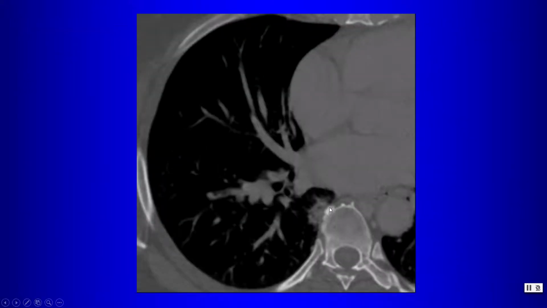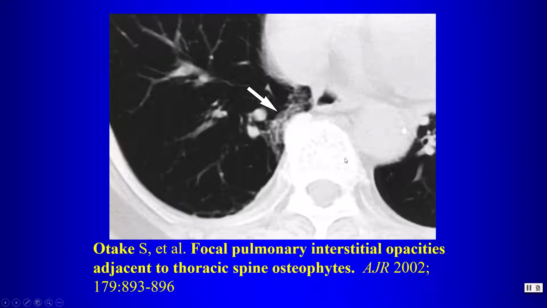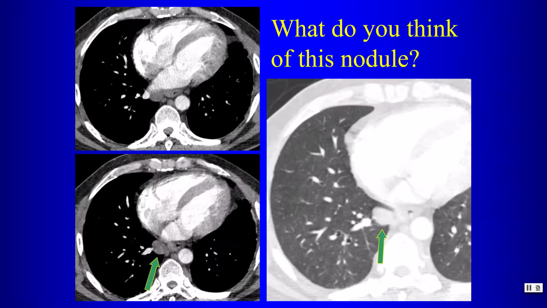Here are the bone windows. You can see the osteophyte formation here right next to the lesion in the lungs. And then here on these coronal reconstructions, you can actually see the osteophyte poking out into the lung. So what we have here is a little bit of a fibrous reaction where that osteophyte is projecting into the lung parenchyma. This has also been described in the literature. So here's an osteophyte projecting into the lung parenchyma. Here's some ground glass opacity representing scarring within the lung as a result of the osteophyte.